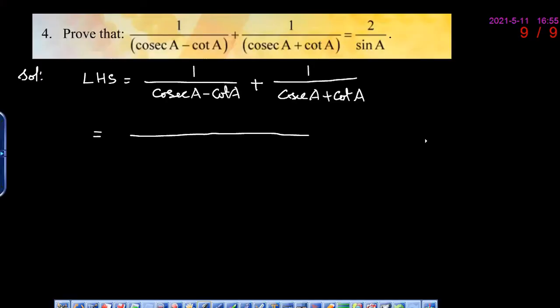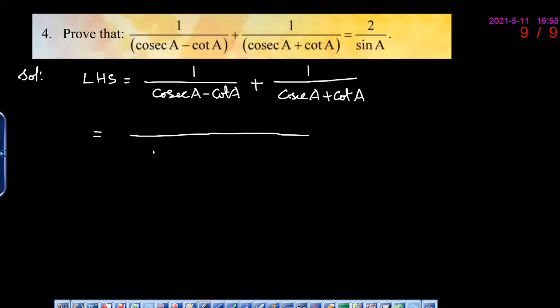Now let us solve the next problem. Prove that 1 divided by (cosec A minus cot A) plus 1 divided by (cosec A plus cot A) is equal to 2 upon sin A. So here I have taken the LHS again and I will simplify it using the fundamental identities and see whether I can get the RHS. When we see this problem, we can immediately take the LCM.